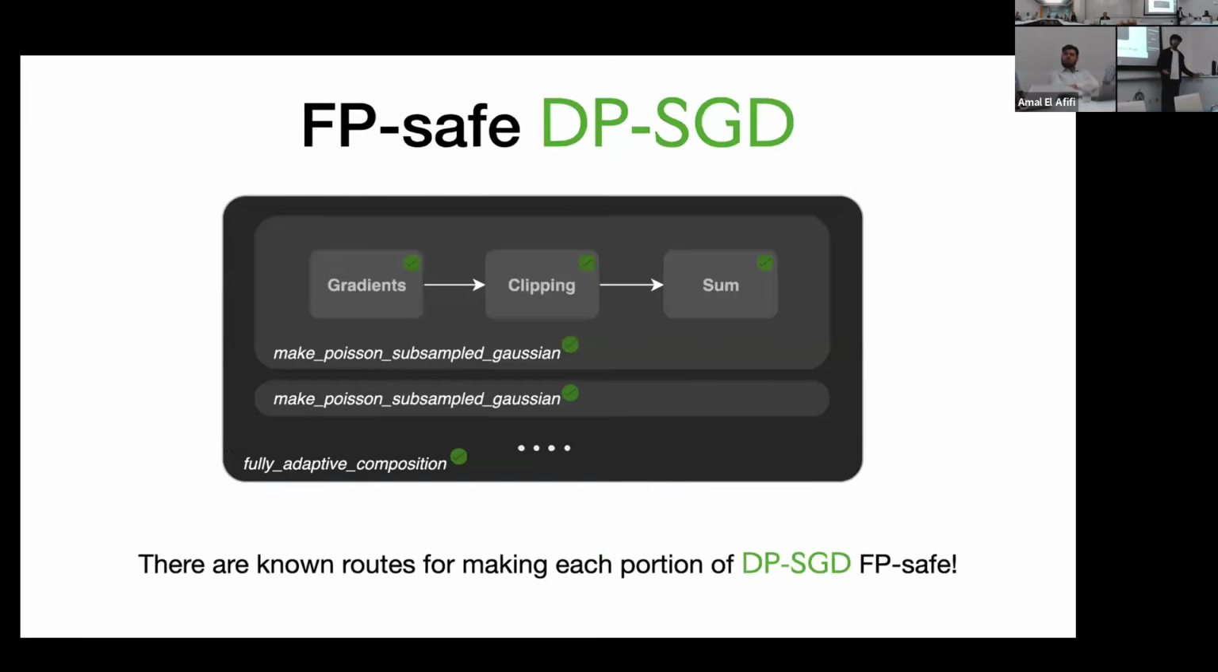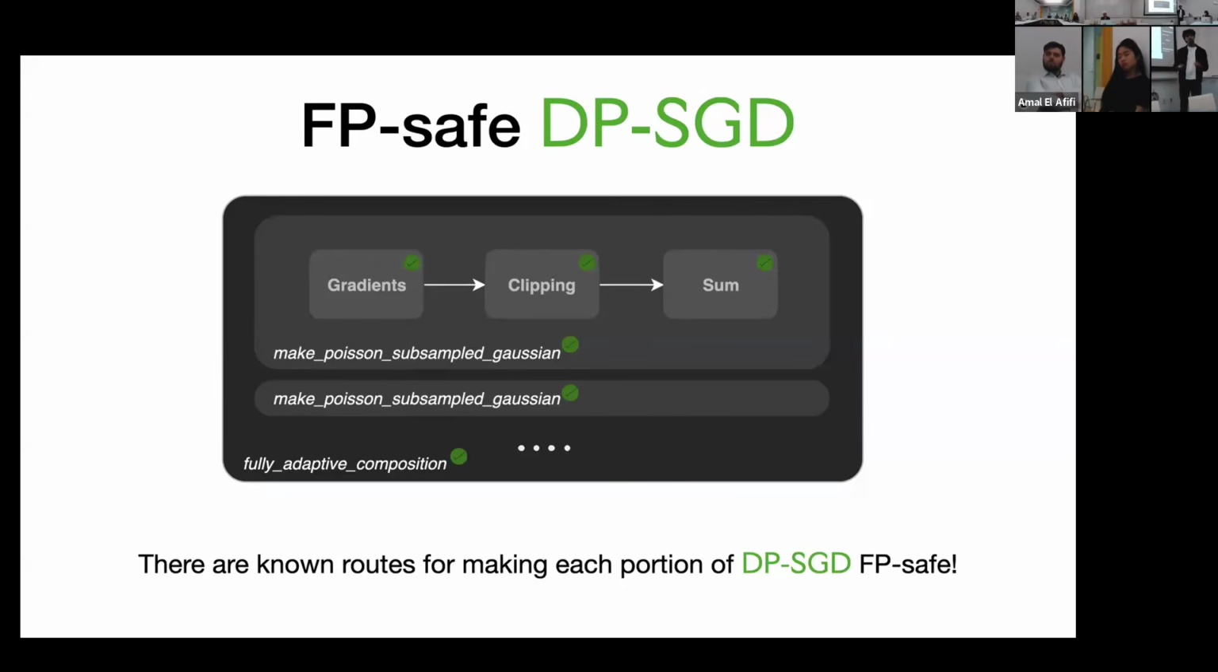So I'll first talk about DP-SGD. To step back and not talk super specifically about each of these components, it's not hard to see that DP-SGD actually relies on a number of fairly well-known and fairly simple components for which we all know routes to get to floating point safety. For example, these gradient calculations actually don't matter because we're not summing across adjacent points. This clipping step is fairly trivial to make floating point safe. The sum function is also fairly easy to make floating point safe. I think this is actually discussed and covered in previous work.